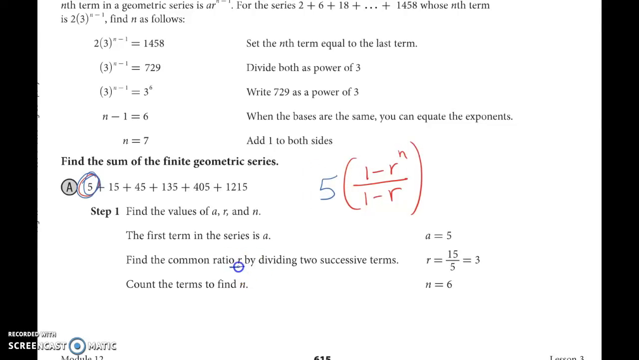And then your common ratio, right? We take one of our terms and divide it by the other one. So if I take 45 divided by 15, I get that my r is 3. I'm going to erase the r in this formula and write my 3 in. There we go.